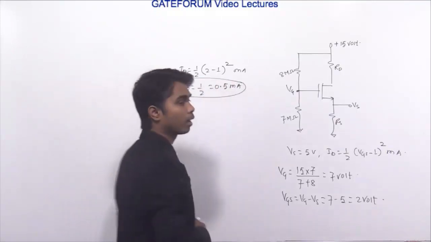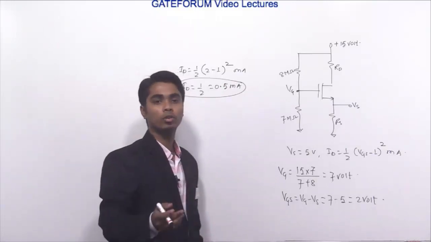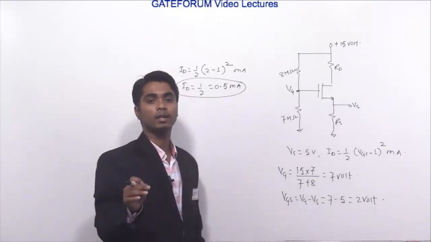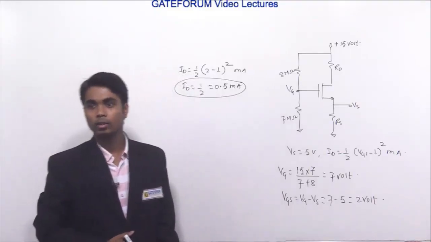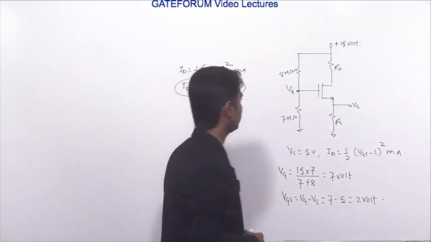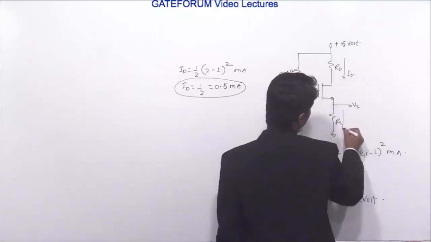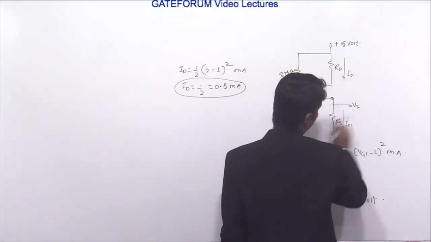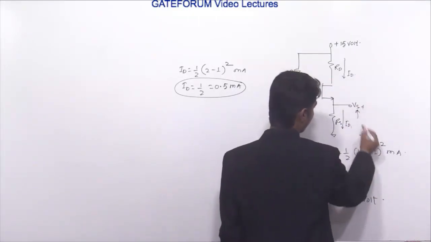And we know that the gate current of the MOSFET is approximated to 0, because of the metal oxide semiconductor, the oxide layer. Due to the oxide layer the input resistance of the MOSFET is very high. Therefore IG will be 0, means the same current will be flowing through here. Here will be ID and here ID will also flow.